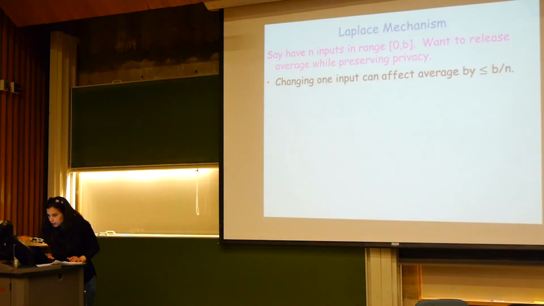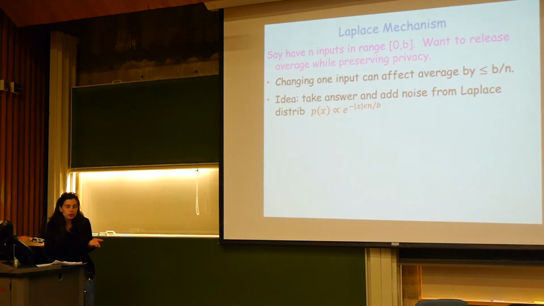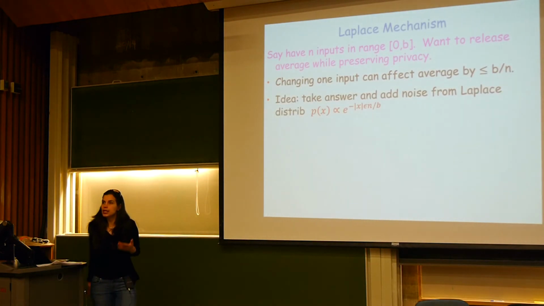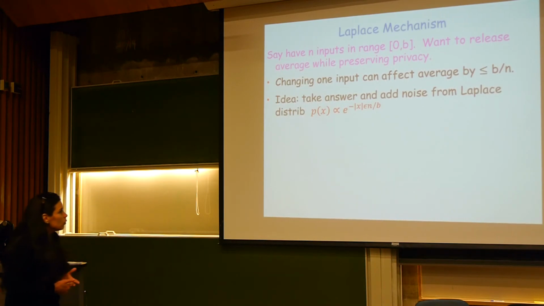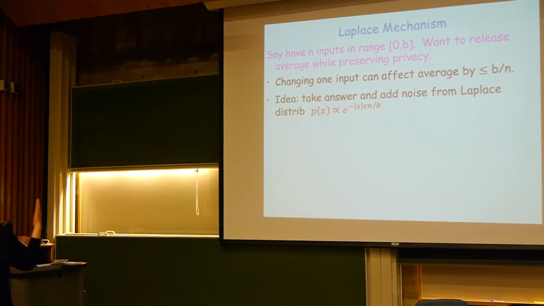As I mentioned, it turns out that we can preserve differential privacy for many of the computations that we care about, including machine learning computations. And the idea is to just add some noise. So for example, for computing the average, let's assume that we have an input in the range 0 to b. b is an upper bound, for example, here it will be 100 in this course.